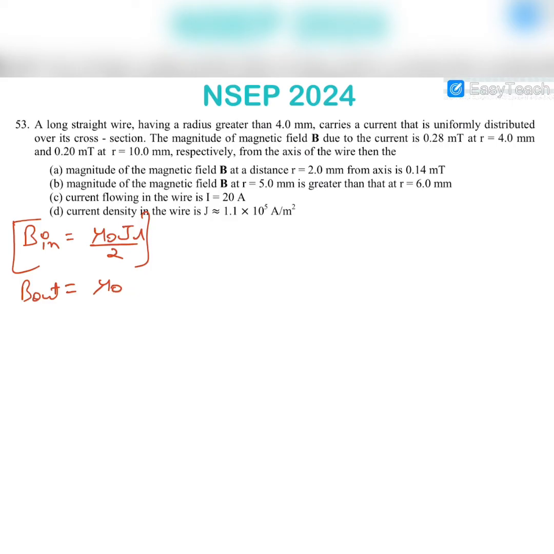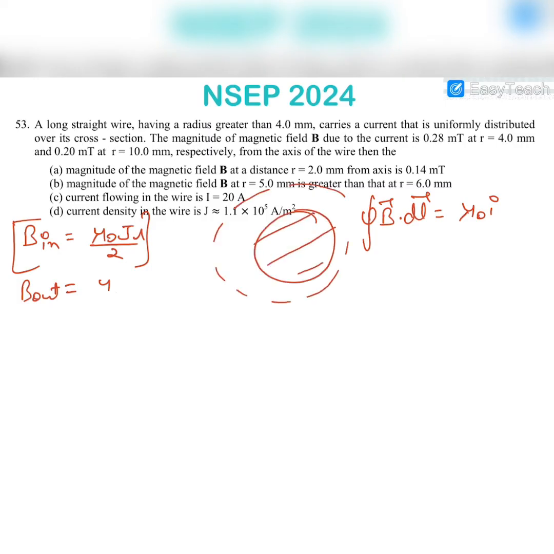You can find it by Ampere's law. So the line integral of B dot dl will be equal to mu naught I, because at a point outside the wire it will be mu naught I, which is the complete current flowing inside the wire, and the limit of the Amperian loop will be 0 to 2 pi small r.